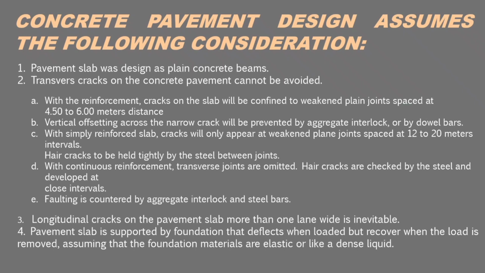distance. B. Vertical offsetting across the narrow crack will be prevented by aggregate interlock or by dowel bars. C. With simply reinforced slab, cracks will only appear at weakened plane joints spaced at 12 to 20 meters intervals. Hair cracks are held tightly by the steel between joints.